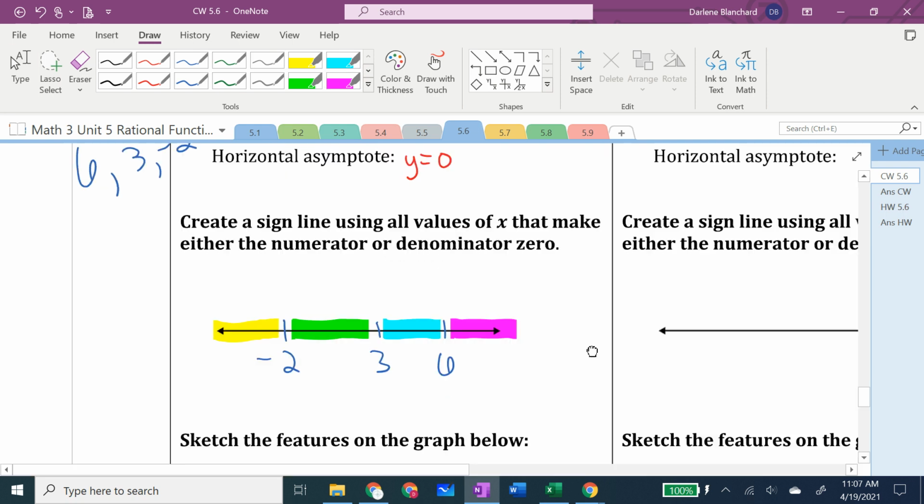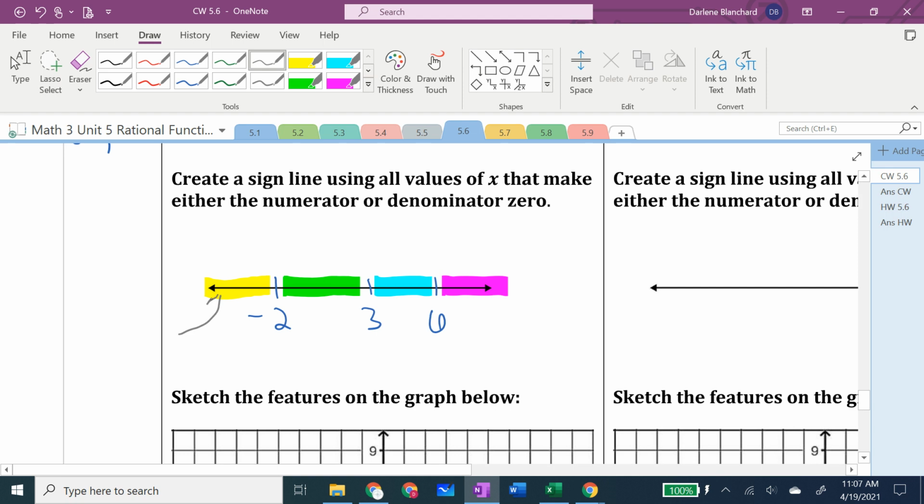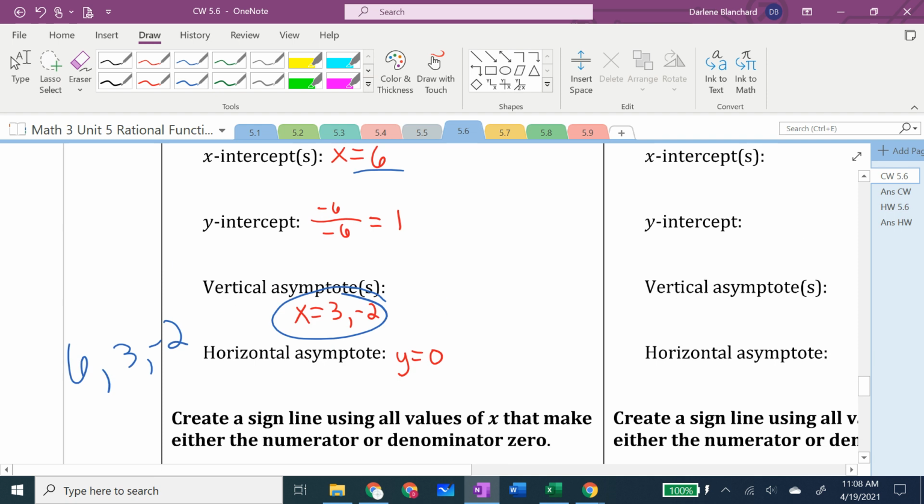I need to pick numbers. So I'm going to pick a number smaller than negative 2. I'm going to choose negative 10. I need to pick a number between negative 2 and 3. I'm going to choose 0. I need to pick a number between 3 and 6. I'm going to choose 4. I need to pick a number larger than 6. I'm going to use 10. And I've got it one at a time. Take a look. So negative 10 is first.